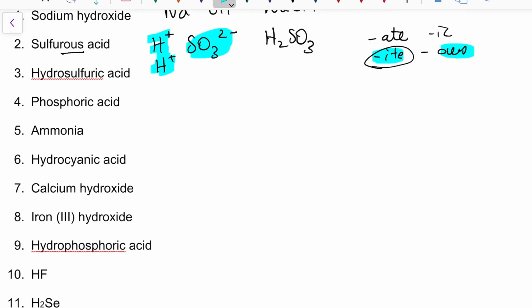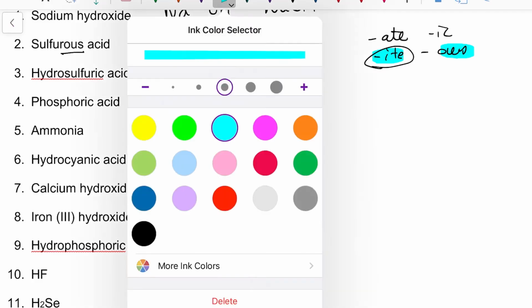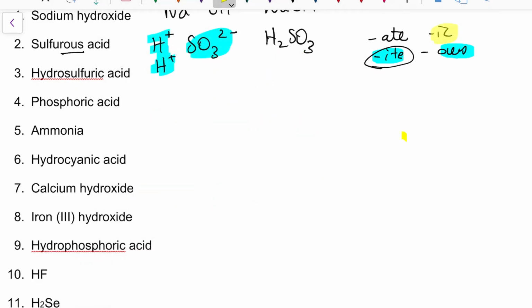Let's go on to number 4, phosphoric acid. She ate ick. So phosphoric comes from phosphate. If you look at your phosphate ion, PO4 3-, how many H's am I going to need to balance out that 3-? I'm going to need 3 of them. So phosphoric acid is going to be H3PO4. Okay, we're going to skip number 5 for now. Skip number 6. Let's go on to number 7.